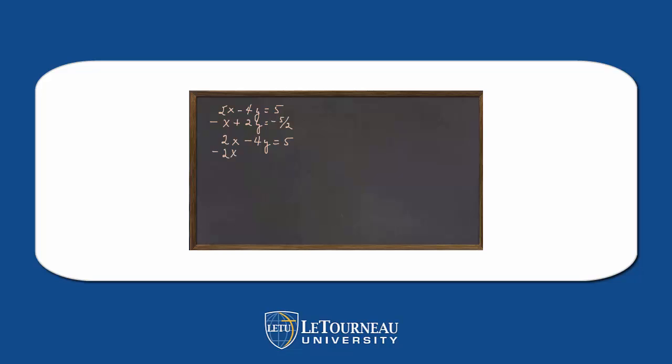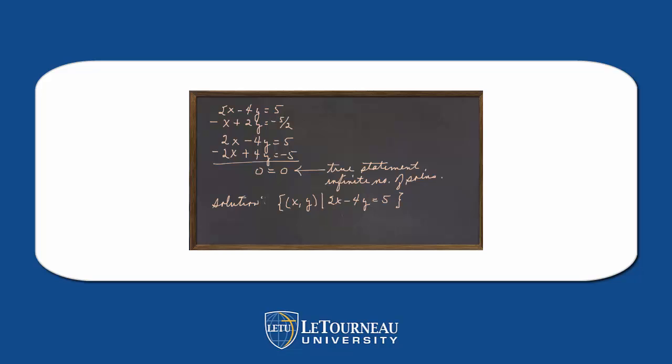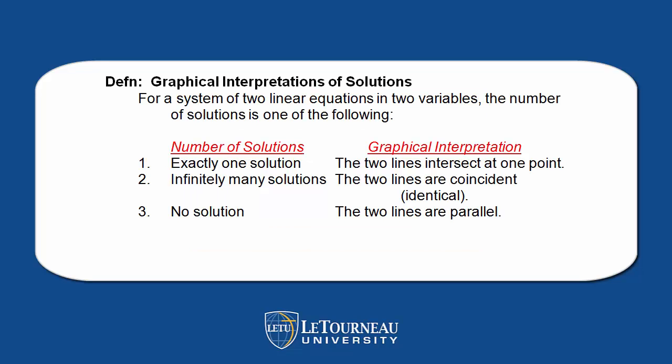Okay, we're going to multiply the second equation by 2. Add it to the first equation, and notice we get 0 equals 0. This is a true statement, and so we have an infinite number of solutions for this system of equations. Notice what the solution will look like. It'll be a set of ordered pairs, x and y, such that 2x minus 4y always equals 5.